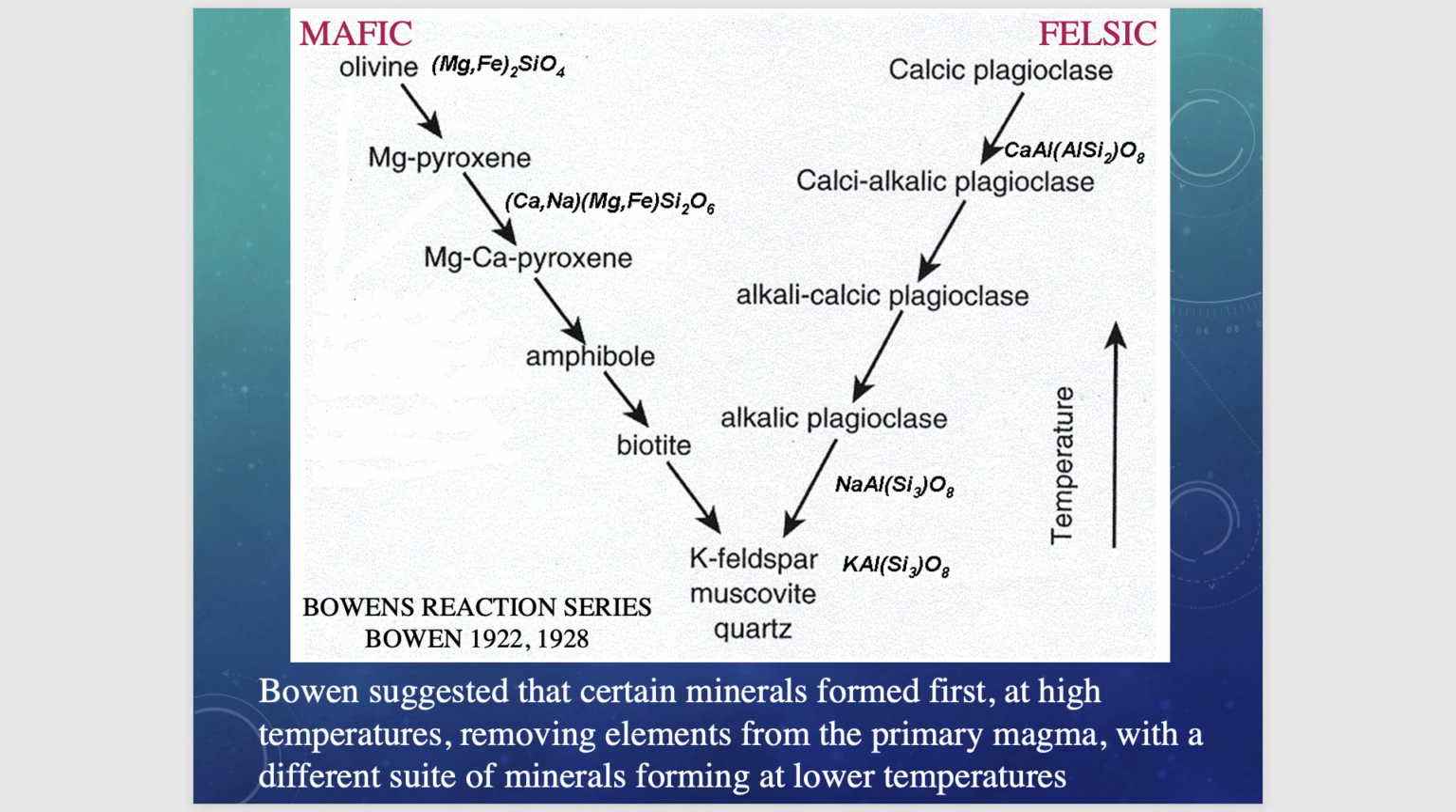And everything ends up with K-feldspar, muscovite, and quartz, so the potassic feldspar as well as other potassium minerals such as muscovite are more stable at lower temperatures. So clearly what he found was that, for example, it is very hard to find K-feldspar associated with olivine because they form in completely different pressure and temperature conditions.